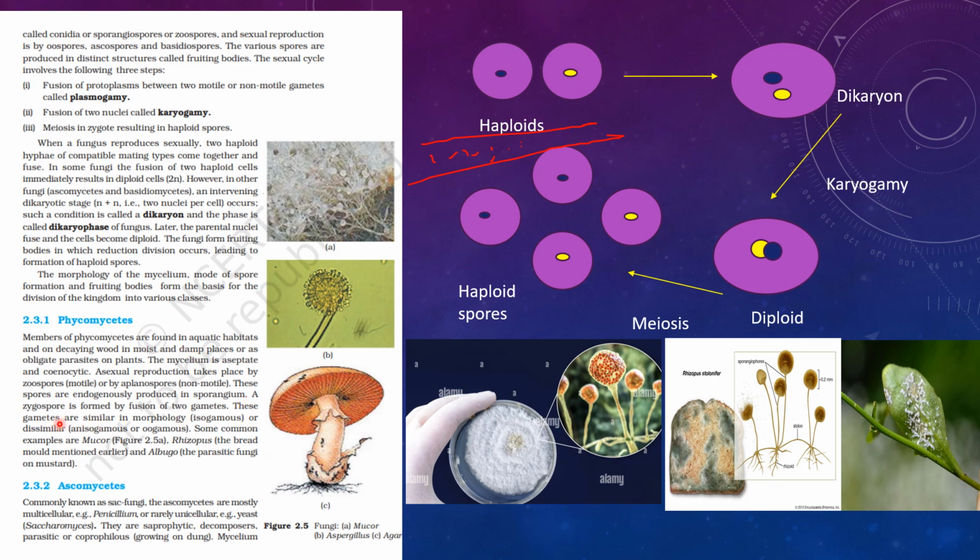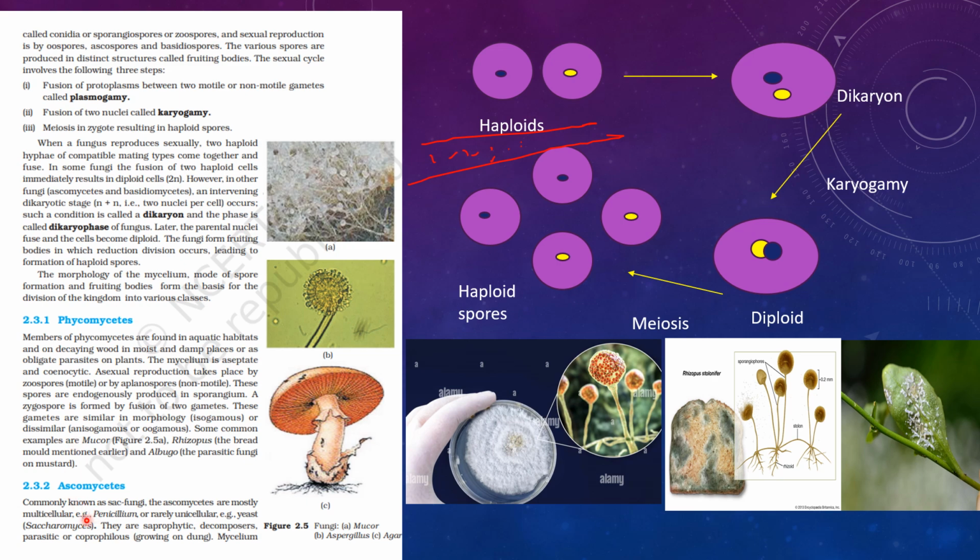And the zygospore is the sexual spore. A zygospore is formed by the fusion of two gametes. These gametes may be similar in morphology, called isogamous, or dissimilar in morphology, called anisogamous or oogamous. Some common examples include Mucor, Rhizopus, Albugo, etc.